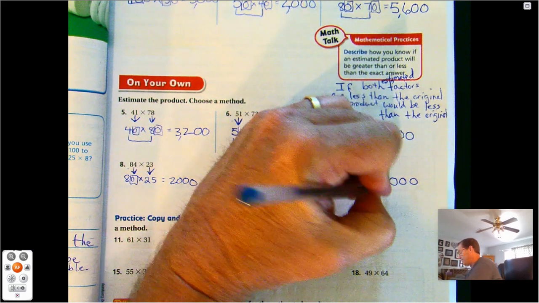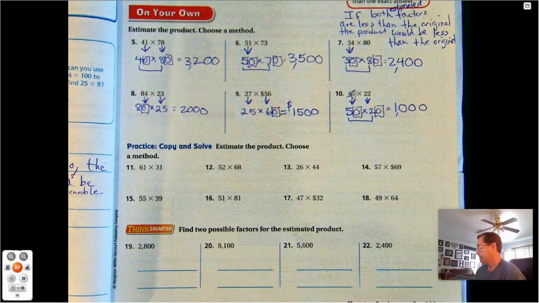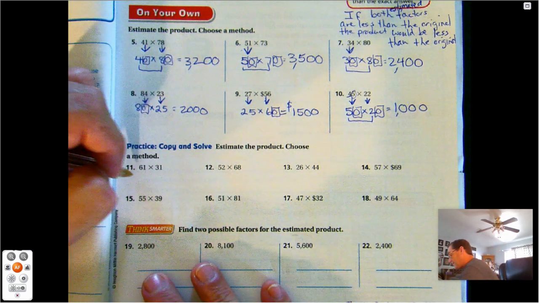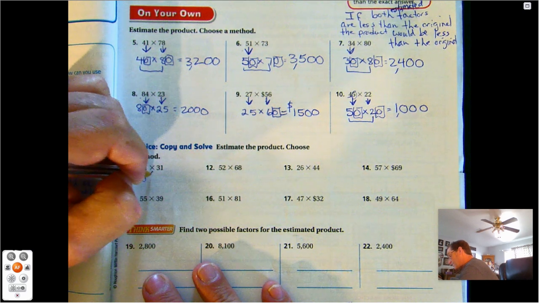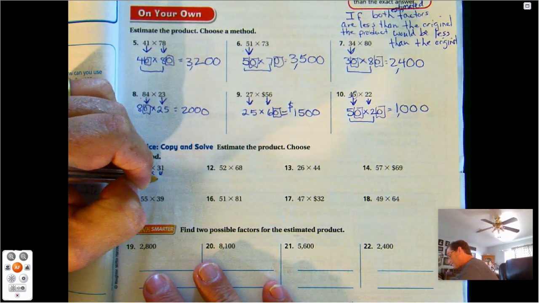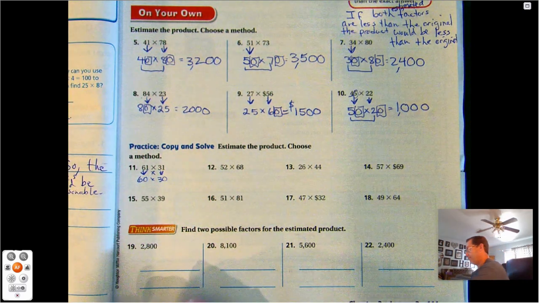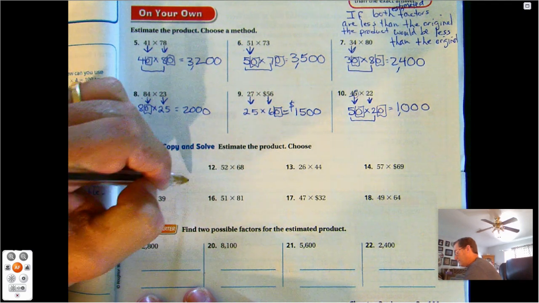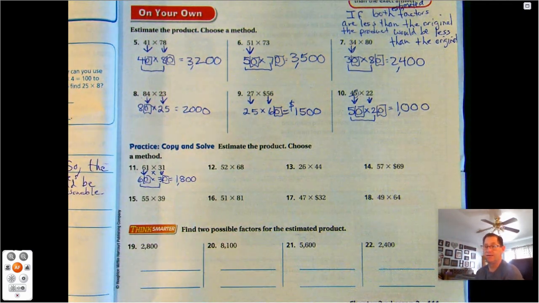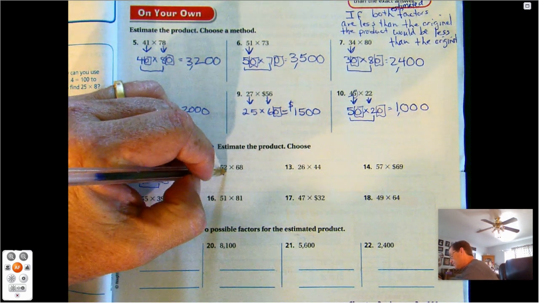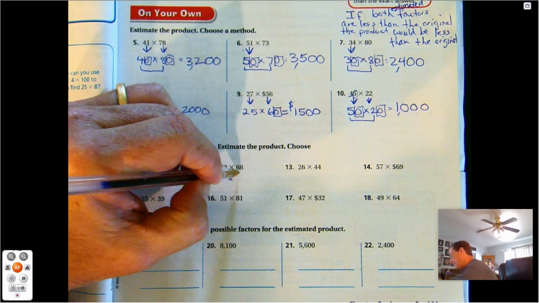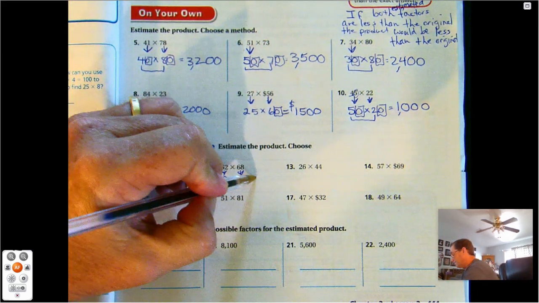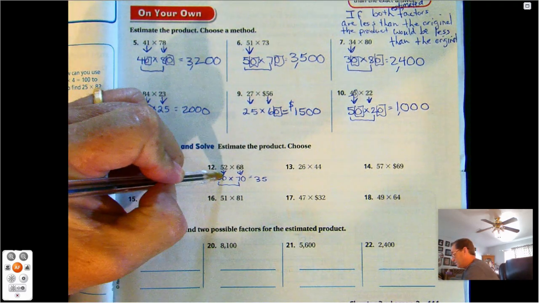Number 61. Estimate the product, choose a method. So this one, 61 times 30, I'm going to round down. Both of those numbers will get rounded down. 6 times 3 is 18, and there are 2 zeros in each of the factors, so 1,800. 52 will get rounded down to 50, and 68 gets rounded up to 70. 5 times 7 is 35. There's a 0 in 50, there's a 0 in 70, so my product has 2 zeros at the end.